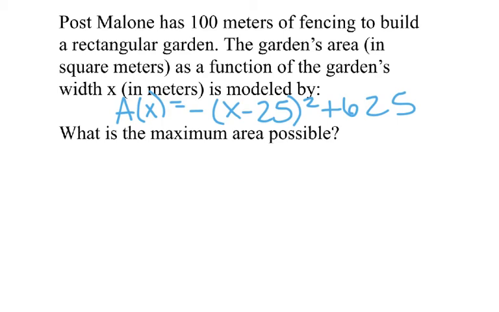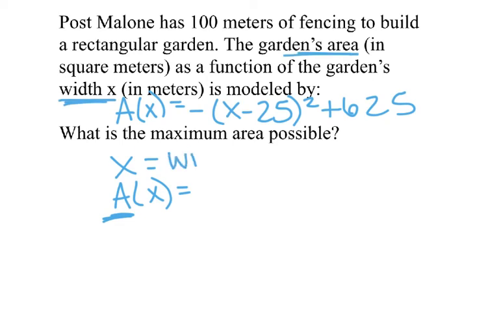So what I want you to do is see if you can figure out what x represents and what A of x represents. And if you get confused, this A probably corresponds to a word that starts with a. So pause the video and try it in 1, 2, 3. Okay, so if you can read, it says that x is width, and that means A must be the garden's area.